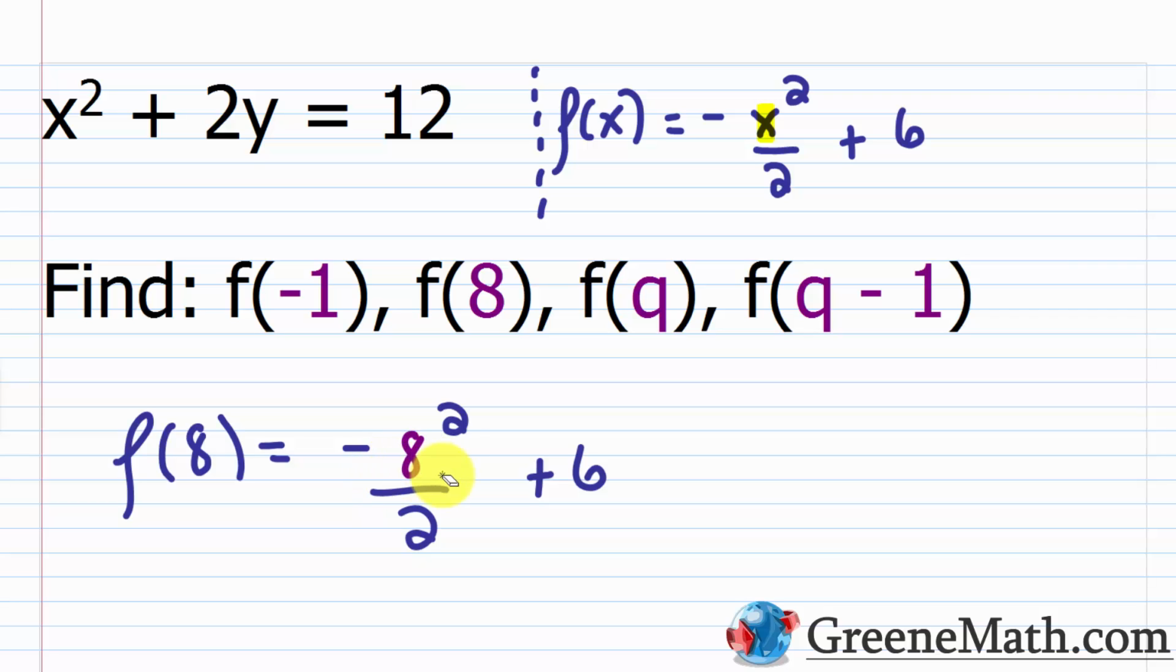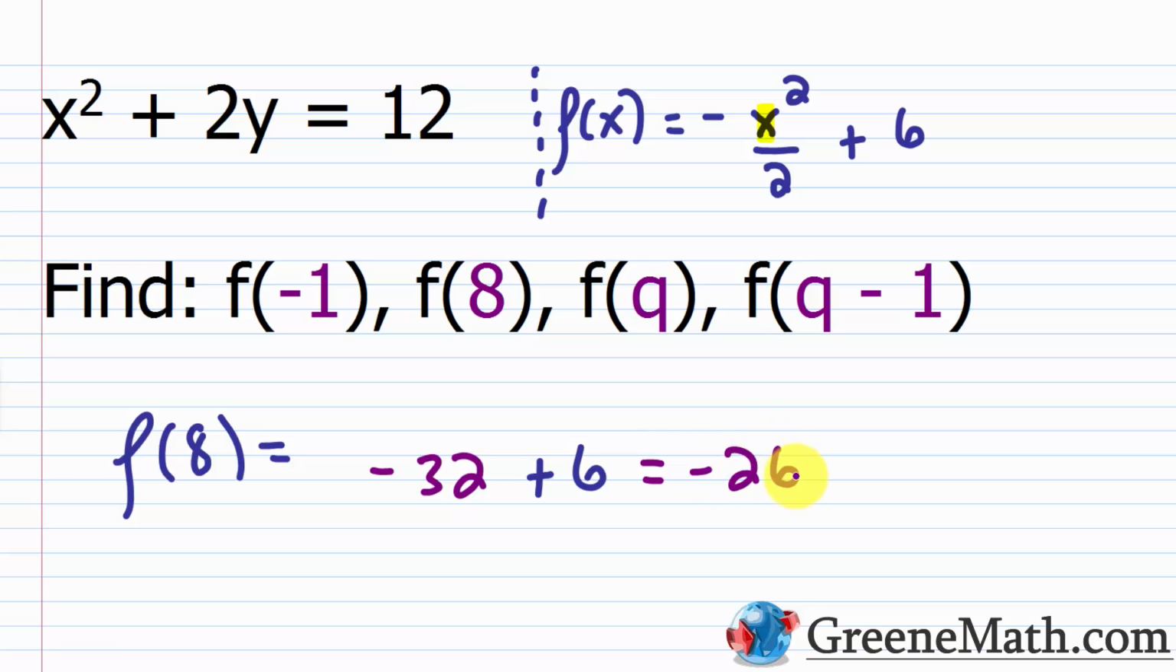You can really think about it like this. I have the negative of 8 squared. So 8 squared is 64. So basically you have negative 64 divided by 2, which is negative 32. So we get negative 32 plus 6, which would give me a final value of negative 26. So again, f of 8 is negative 26, or you can say the function's value when the independent variable x is 8 is going to be negative 26.